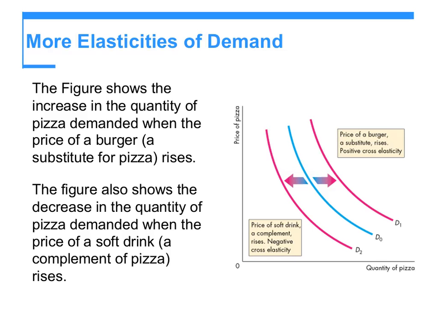From here, go to here: the price of the soft drink, the complement, rises, and the cross elasticity is negative. Cross elasticity, if you remember, measures the change in the quantity of your product purchased when the price of your complement, the soft drink, changes.